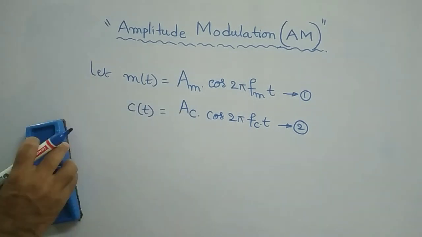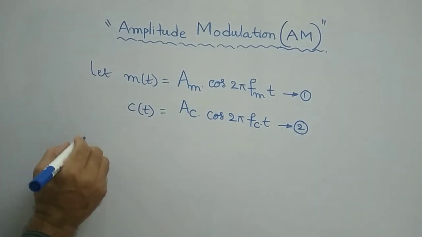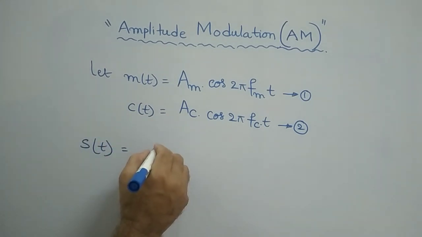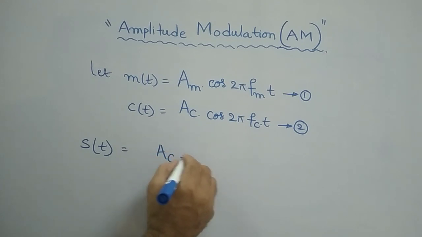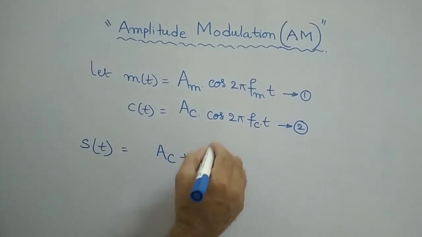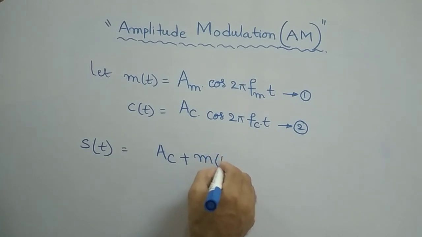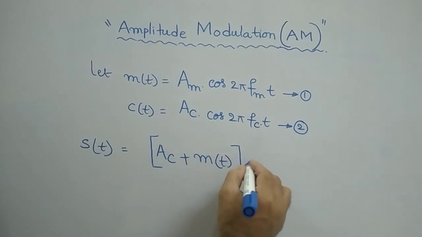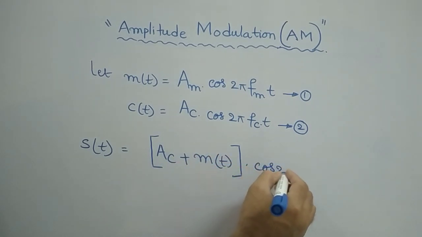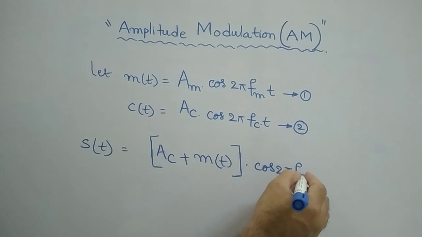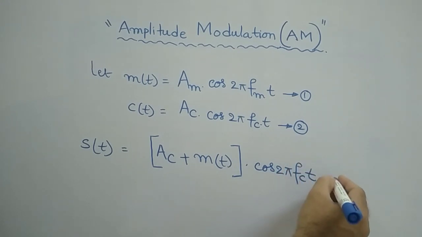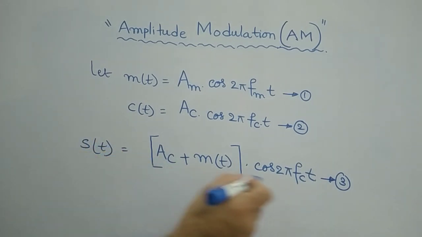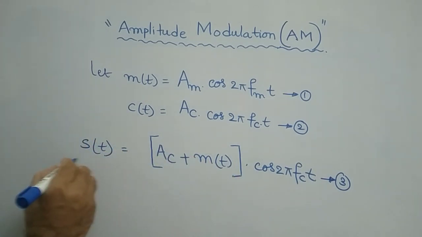This S of t can be given as the standard form, S of t is equal to carrier plus message signal m of t, in a bracket, into cos 2 pi fct. Follow this carefully. This you can call equation number 3. Clear? S of t is the standard form of our amplitude modulated signal.